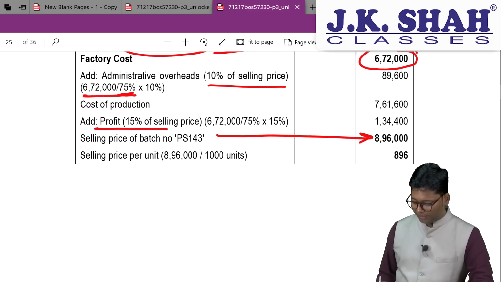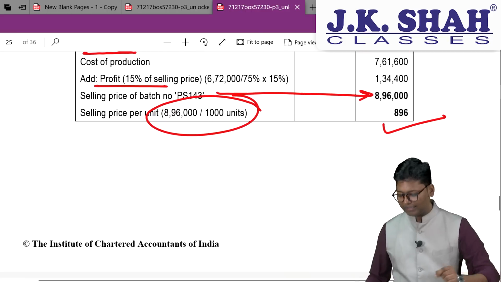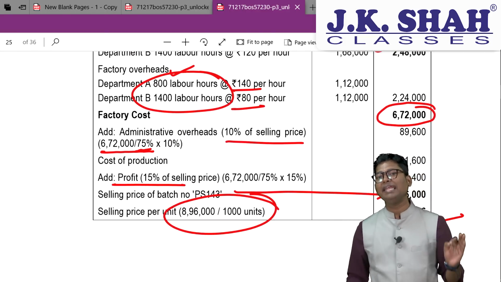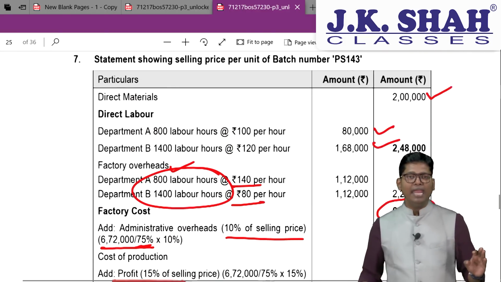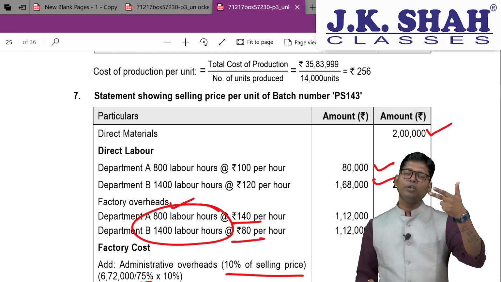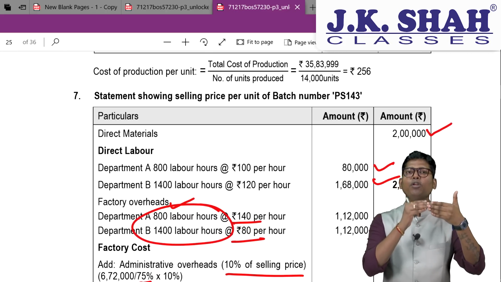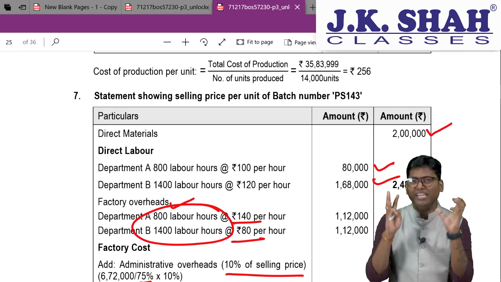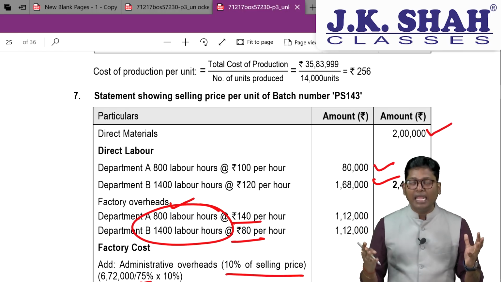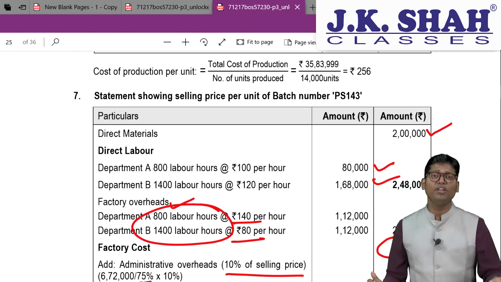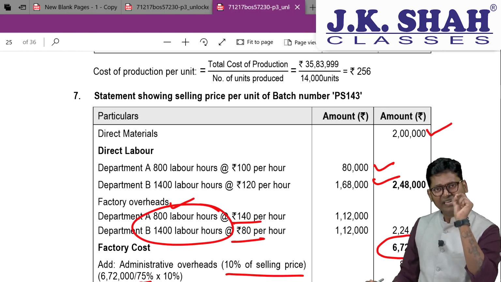Total selling price, when you divide by number of units, you are going to get the selling price per unit, and here they have simply concluded with the selling price per unit calculation. If you notice question number 1, 2, 3 and 4 of RTP, the first 4 questions are horrible. They are not difficult, they are comprehensive type.